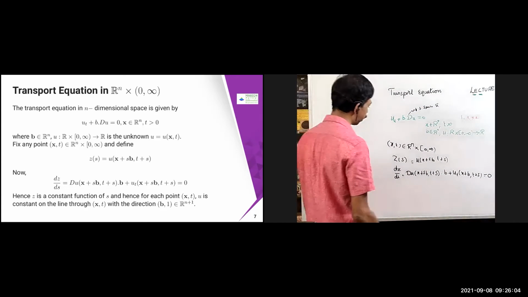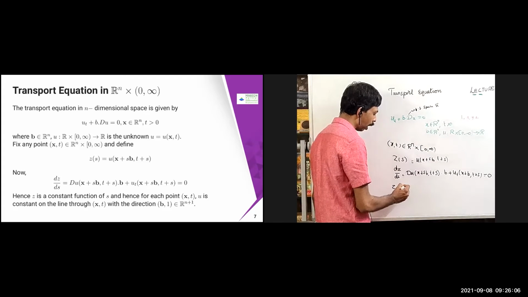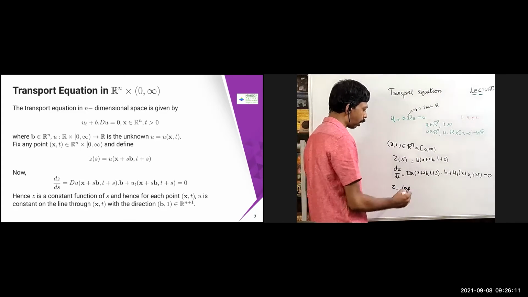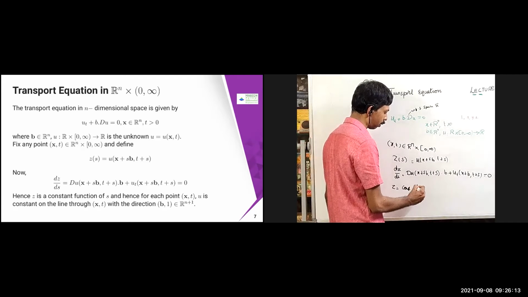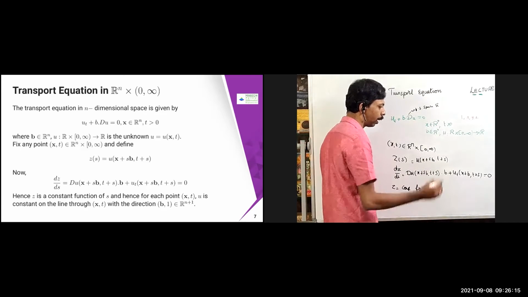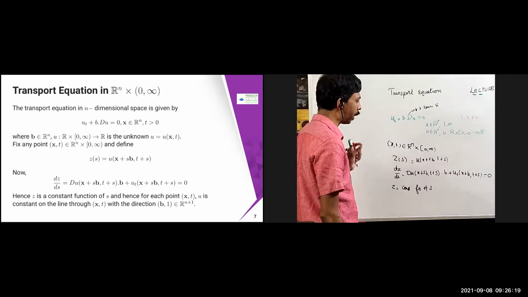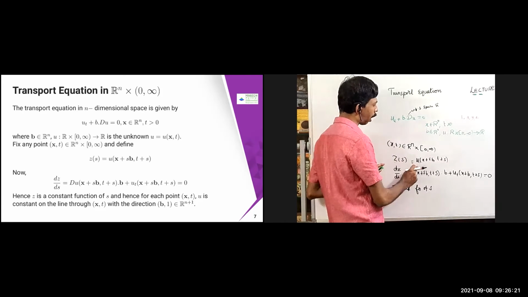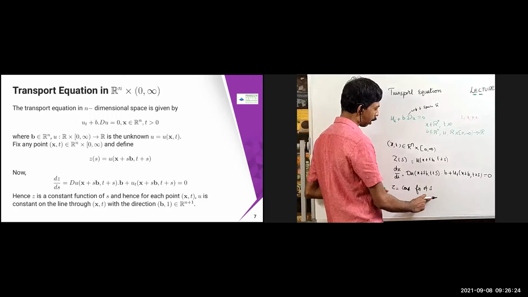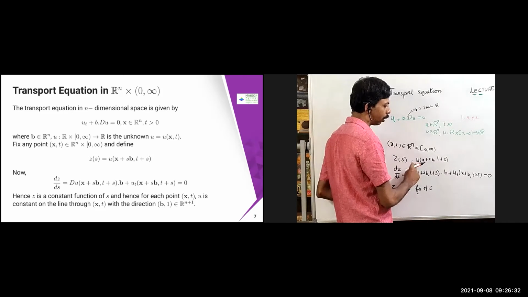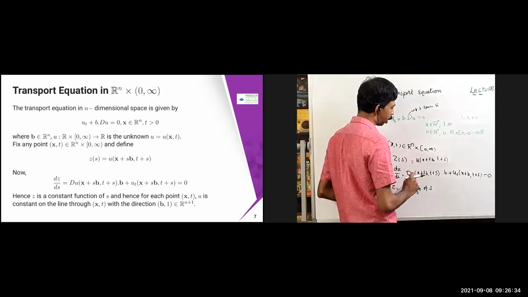That means what is it saying? z is a constant function of s. And hence, for each point (x, t), u is constant. z is a constant function of s, therefore this is a constant function of x. Therefore u is a constant on the line through (x, t) with the direction (b, 1).